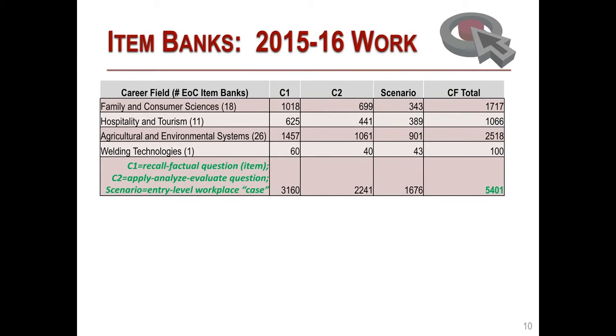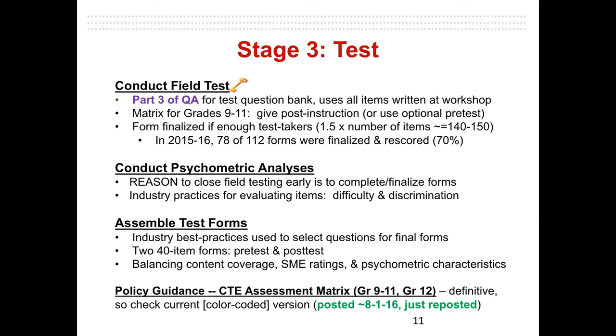The item banks that we created last year, which were just launched last Monday for field testing, include family and consumer sciences courses, hospitality and tourism, career field, agricultural and environmental systems, revised courses, and then welding technologies, which was an example of how we do occasional patchwork to create new item banks. We have different statistics, and the total is over 5,000 items that are out for field testing or quality assurance now.